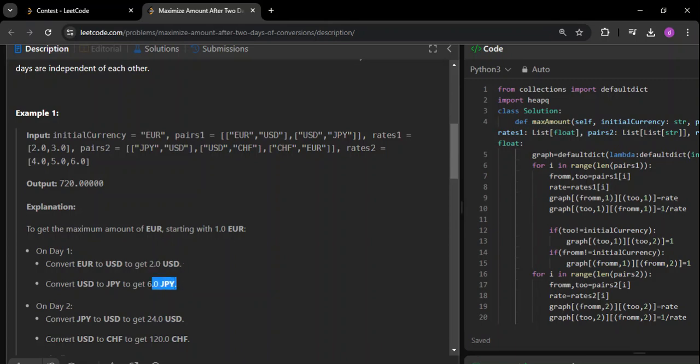Now this is the end of day one. Now I'm going to start day two. So what about day two? I ended day one with the Japanese currency, so I have to start day two also with the Japanese currency.